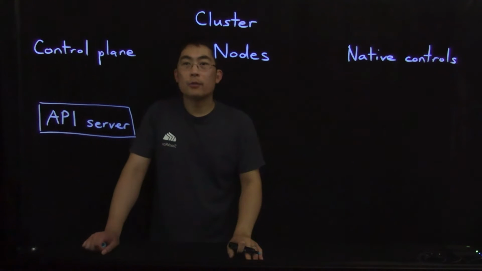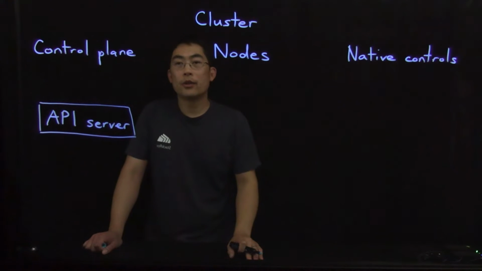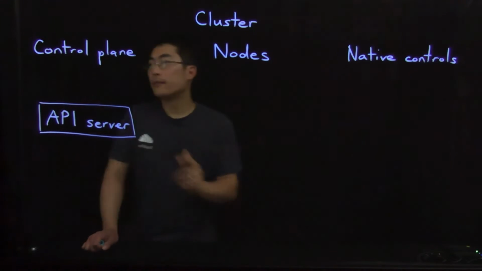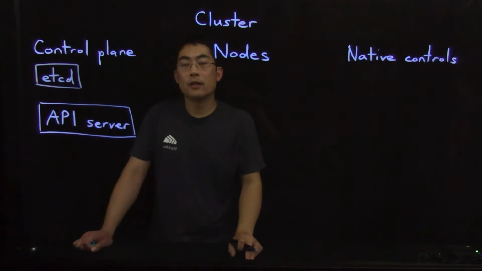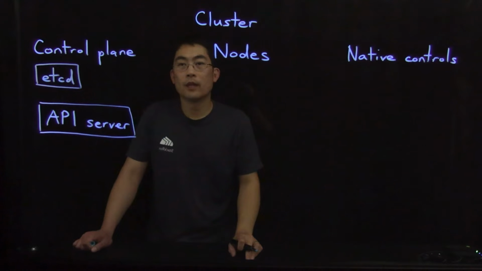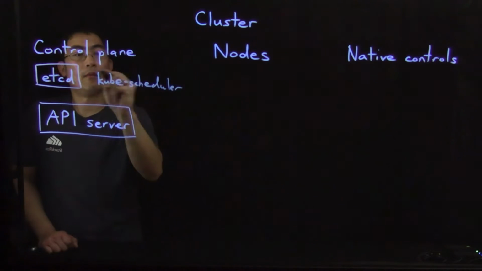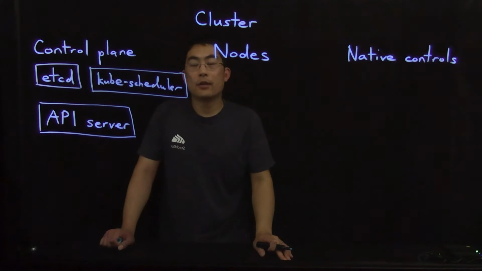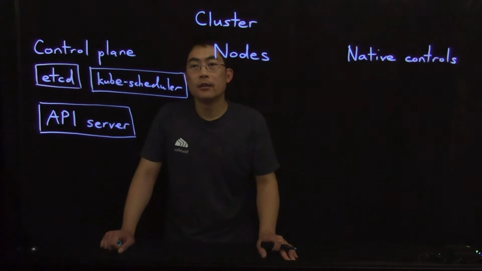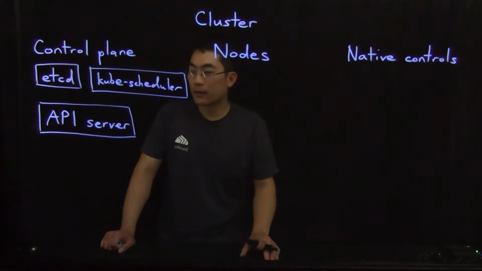The API server is responsible for managing all API requests and also serves as the main interface for cluster communications. Next, there's etcd. etcd is a data store that Kubernetes uses to store all cluster data. Then there's a component called kube-scheduler. This component is responsible for managing pod scheduling based on resource availability, requests such as taints and tolerations, as well as other policy criteria. There's also a component called kube-controller-manager.